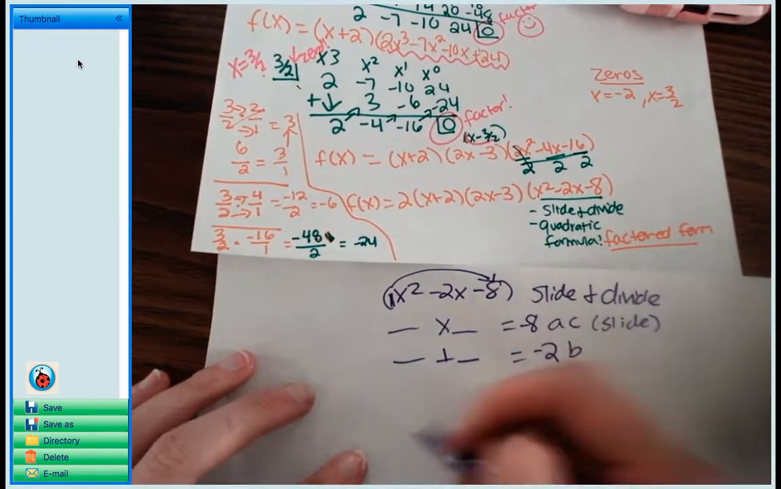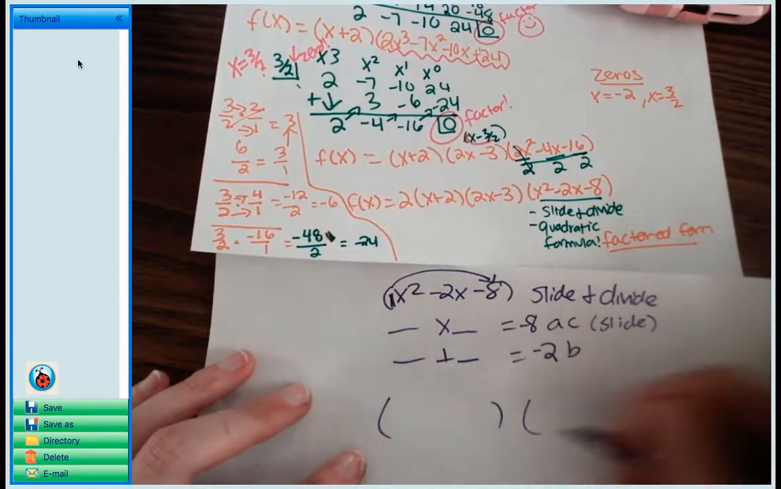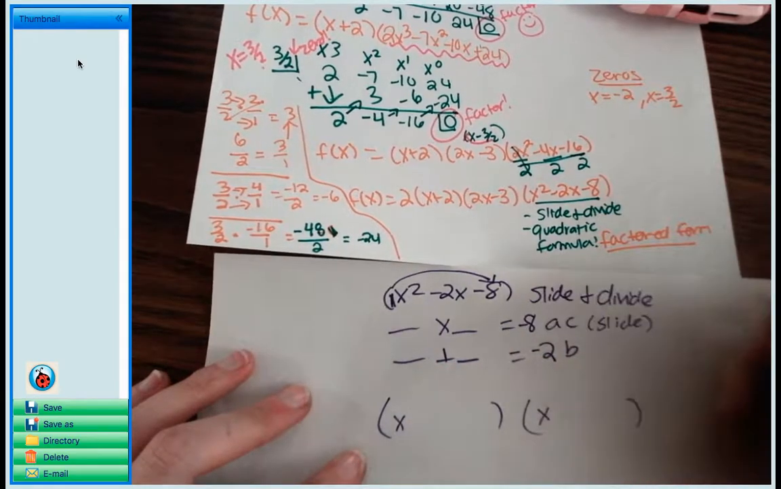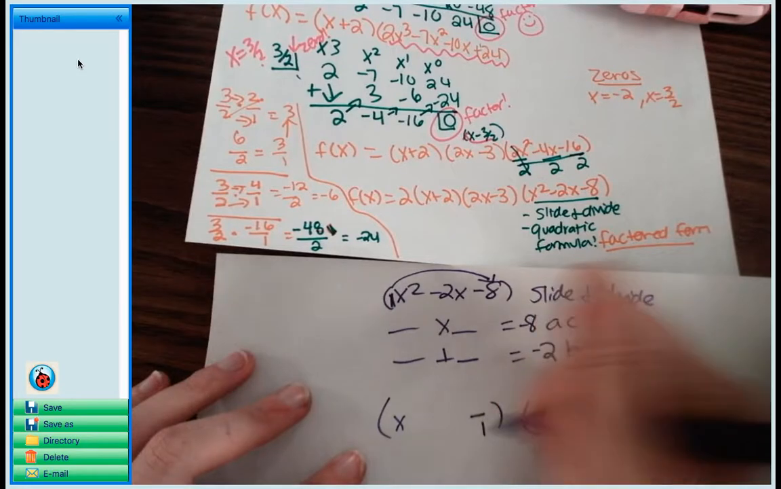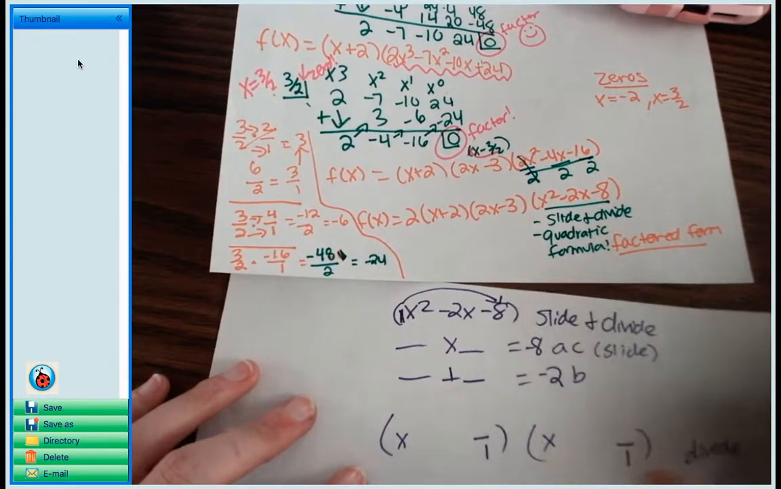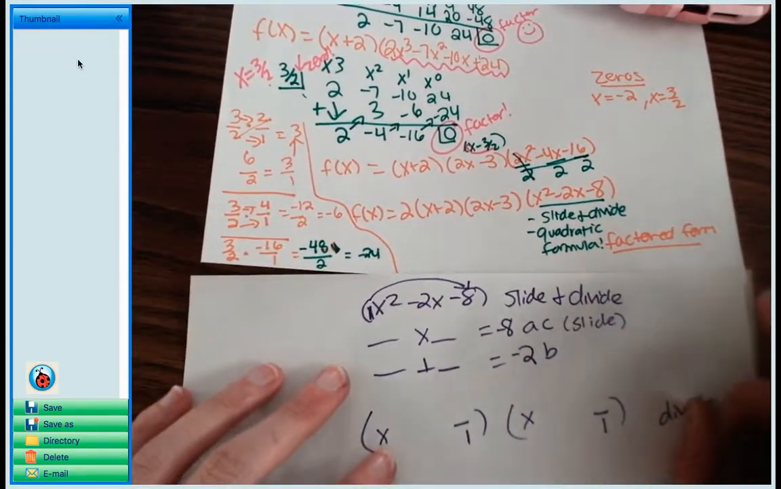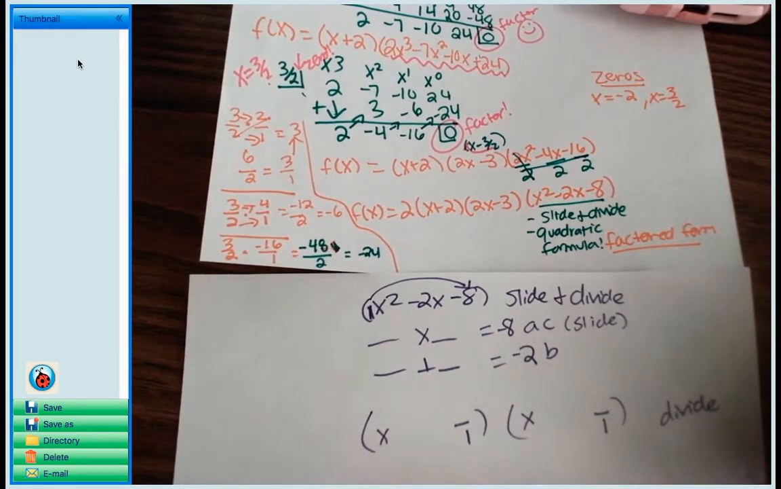Okay, and don't forget at the very end, our final answer, we will be dividing, don't forget to divide, by our a, which our a value was 1. So for my final answer, we're going to divide by 1. Okay? Alright, so let's think here. 2 numbers that multiply to be -8 and add to be -2.